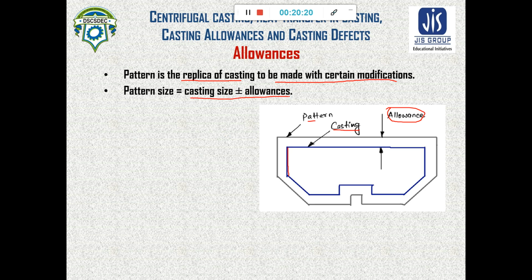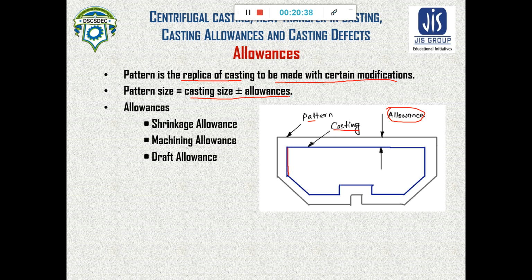Why are the allowances given? Allowances are given for specific purposes, which we will see in the later section. First, what are the allowances that are given to the casting? First there is shrinkage allowance, second machining allowance, third draft allowance, fourth shake allowance. These are the typical allowances used in the general foundry shop or general casting operation.